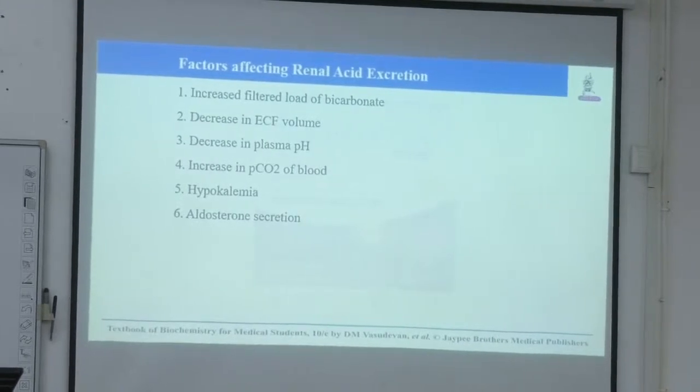in MCQ. What are the conditions, factors affecting renal acid excretion? Increased filtered load of bicarbonate.